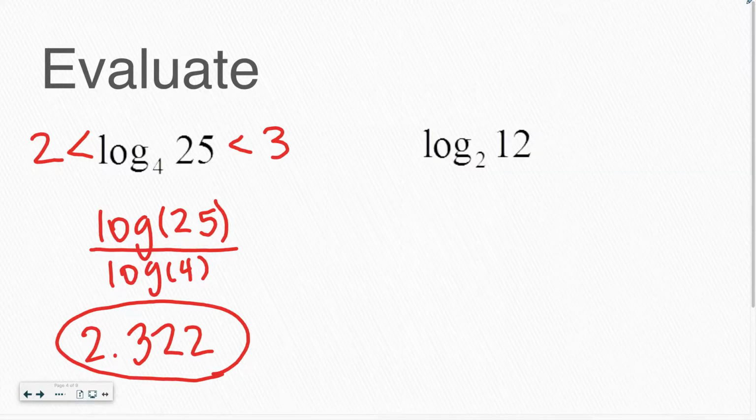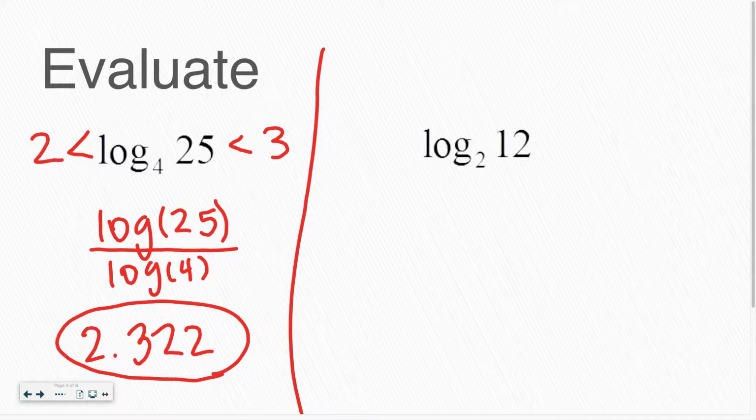Okay, the second one we're going to do is log base 2 of 12. Let's think about what that would be between. Okay, our base is 2. So think of the powers of 2. What's it going to be between? 3 and 4. 2 cubed is 8. 2 to the 4th is 16. 12 falls between 8 and 16. Okay? In your calculator, go and type it in.